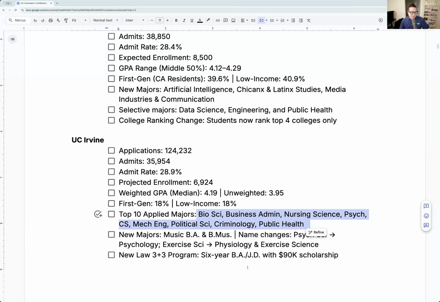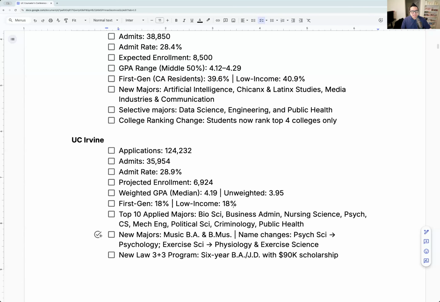So these are the top 10 for Irvine: bio sciences, business admin, nursing, psych, computer science, mechanical engineering, political science, criminology, and public health. Meaning 55% of the score or more now apply to literally those same exact 10. So if you apply to not those 10, higher likelihood of getting in is the key. The general recommendation is if your stats are strong, doesn't matter for you. But if your stats aren't as strong as law students, right, I would avoid doing that as well.